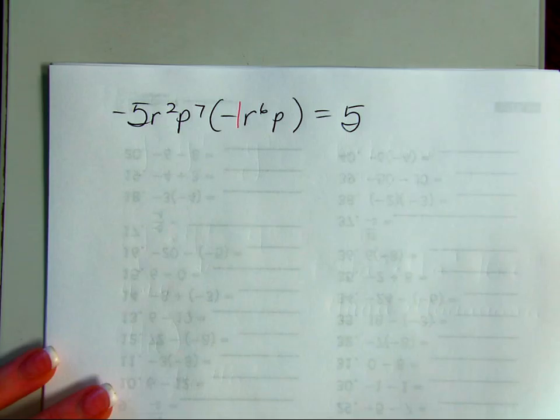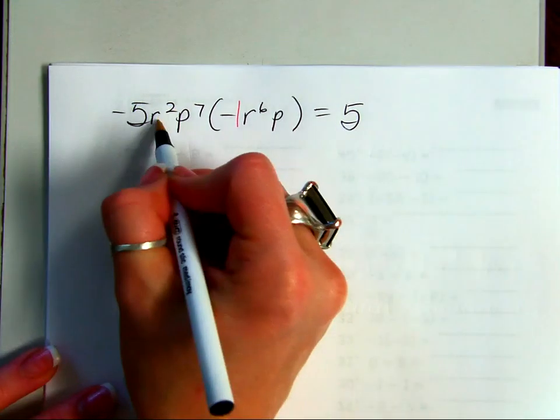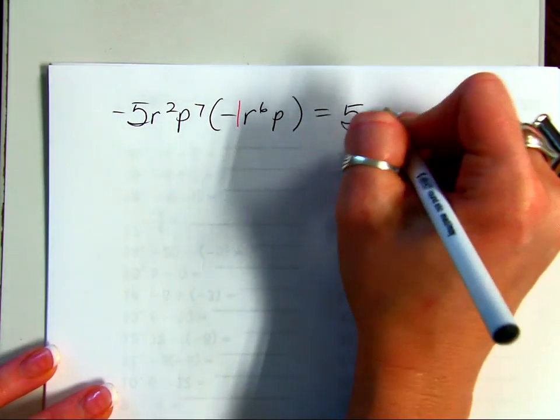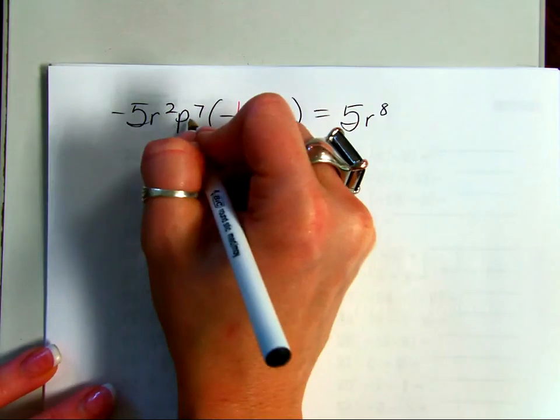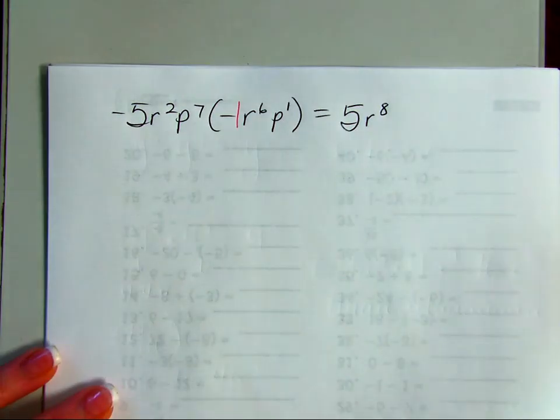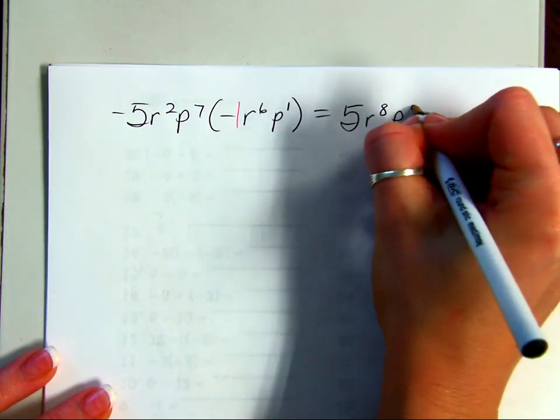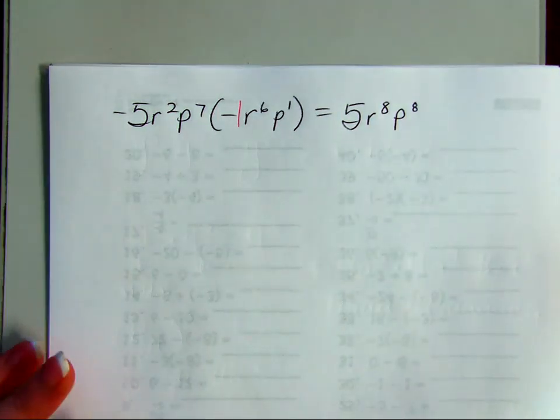Okay? Now add your r's. 2 here plus 6 here means 8. 7 here plus, don't forget that 1, is 8. That's it. Okay?